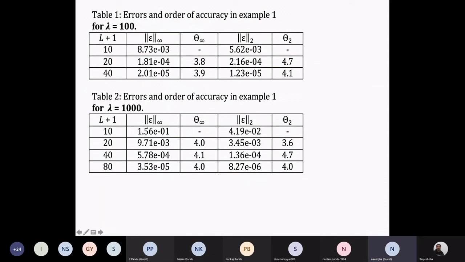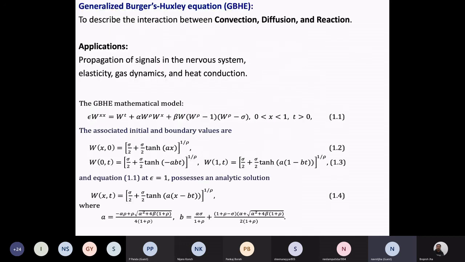Similarly, for lambda equal to 1000, which means I am decreasing the value of epsilon, meaning decreasing viscosity, it is also coming out like this. Error is -1, -3, -4, -5, and so on. This is what I started with, Burgers equation.